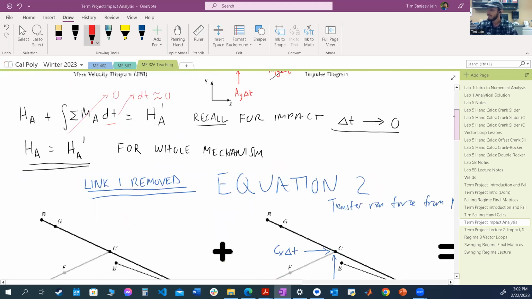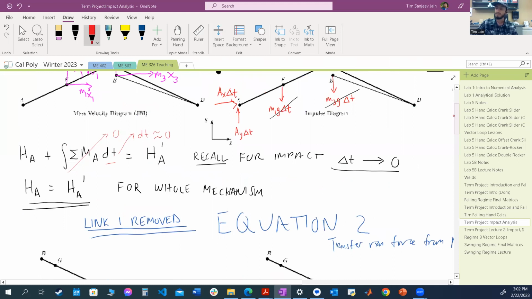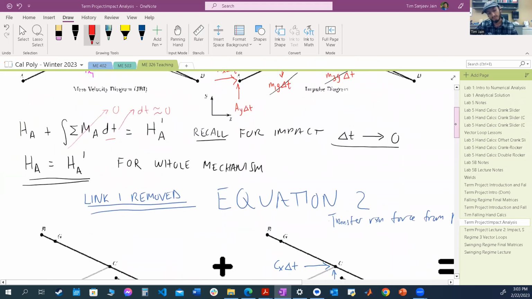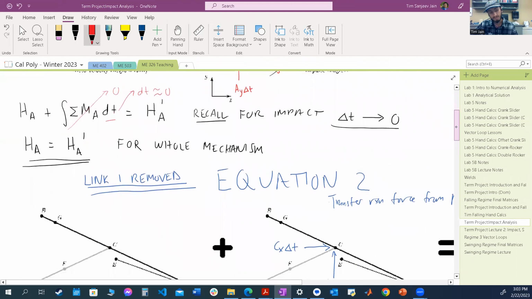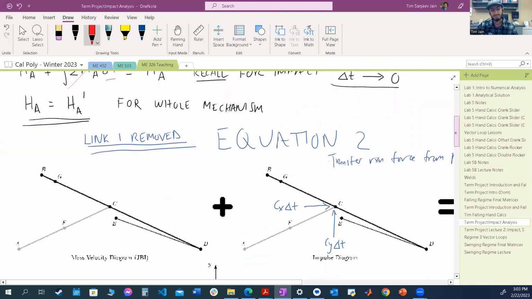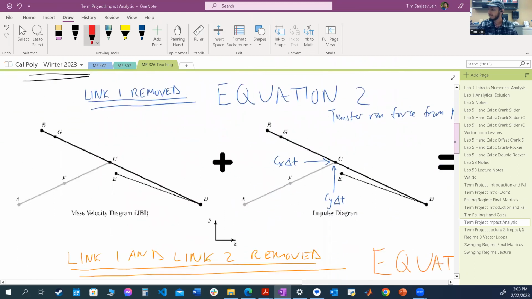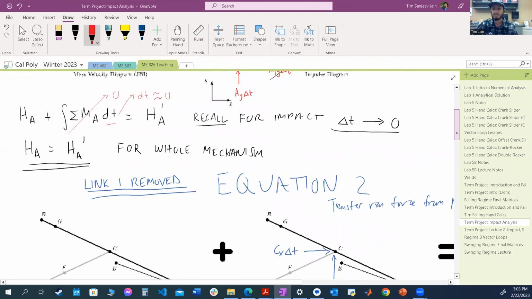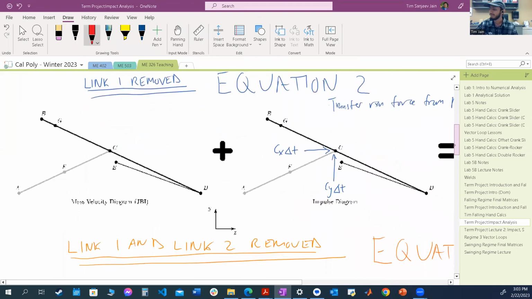So that means that the angular momentum before impact is equal to the angular momentum after impact for the whole mechanism. These formulations are going to be very important towards forming our kinetics matrices. So definitely watch Charlie's video so that you can get all these notes, because I know I'm going quickly for the sake of time.